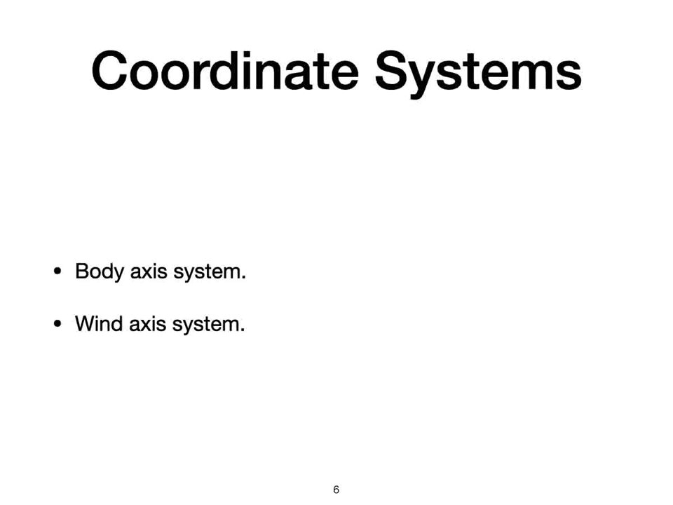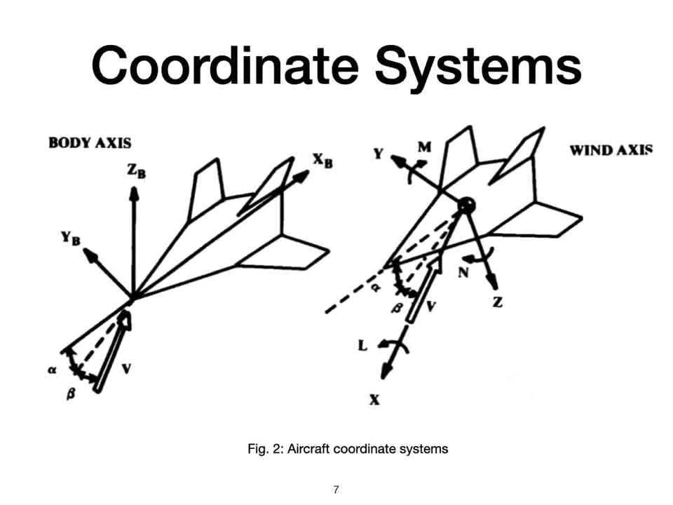Next, coordinate systems. Coordinate systems mainly have two axis systems: one, the body axis system, and second, the wind axis system. The figure shows the two axis systems commonly used in aircraft analysis.